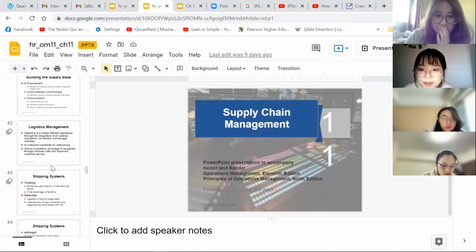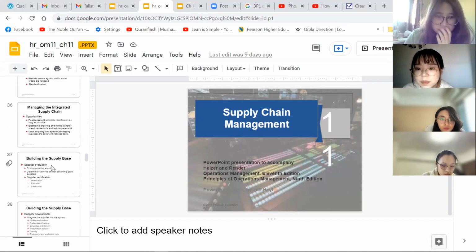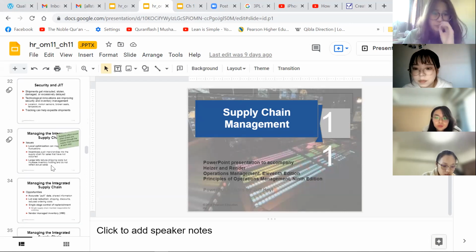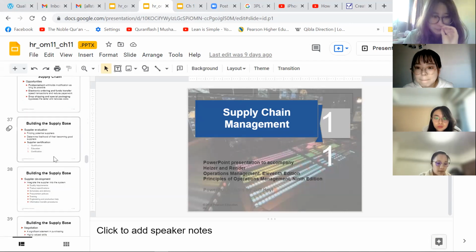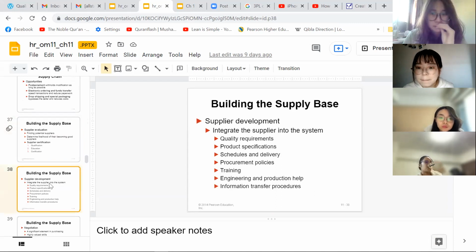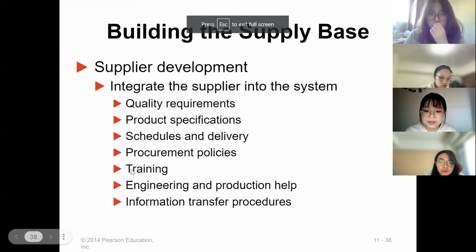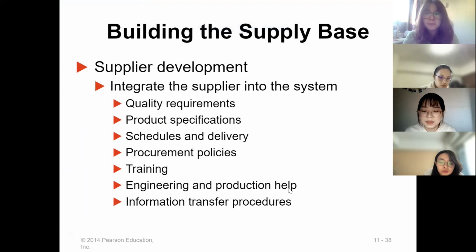What do you mean by help? Assistance. Yes, help means help. Okay, so the buyer, for example Toyota, actually helps the supplier. So these are the three things: training, engineering, production help. They help by explaining to them how to do things.